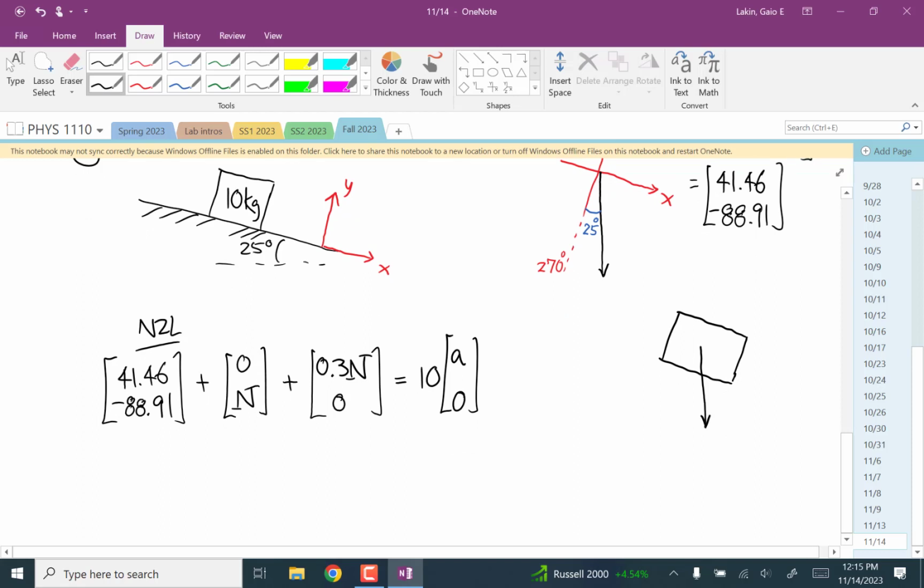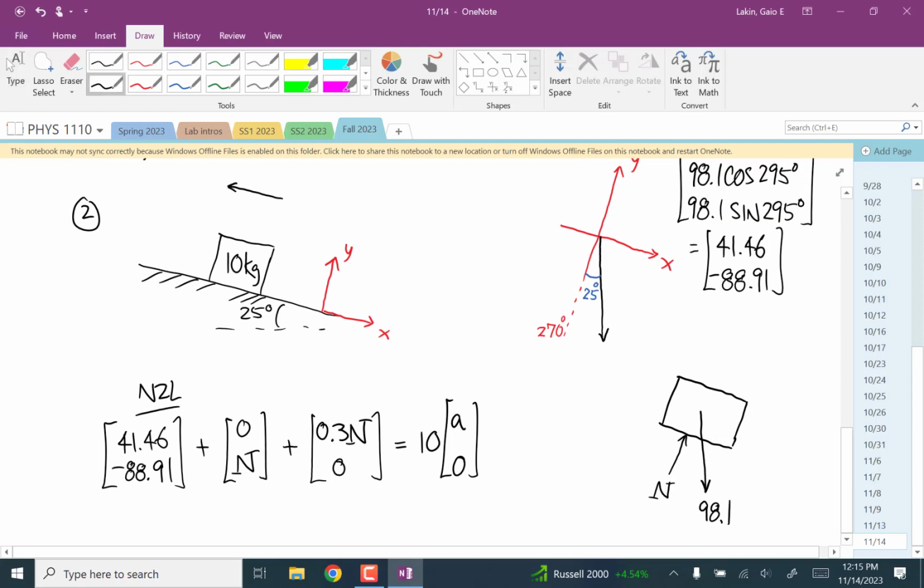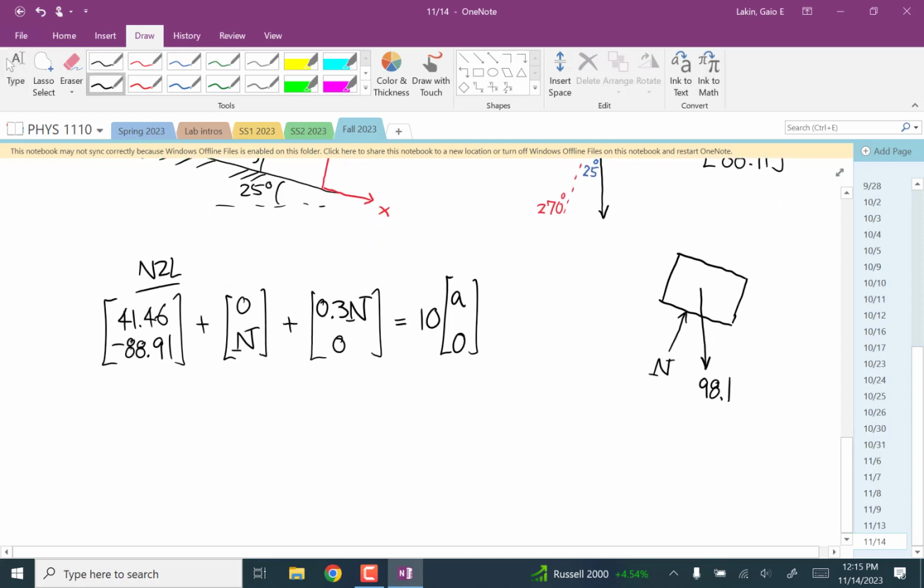It's just plain fun. You got the weight force, the normal force, and since the velocity is up and to the left, the friction force has to be down and to the right, and that's 0.3 times n.